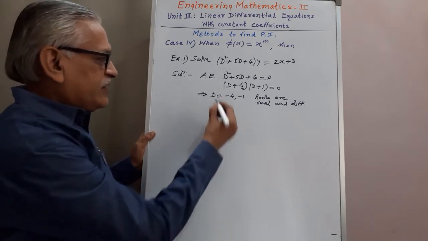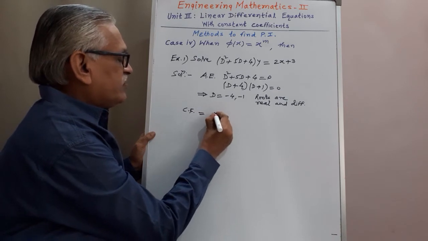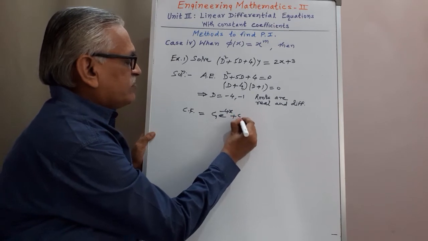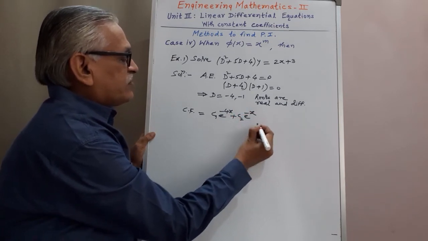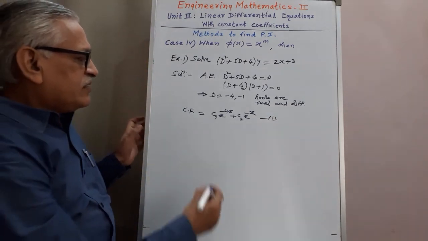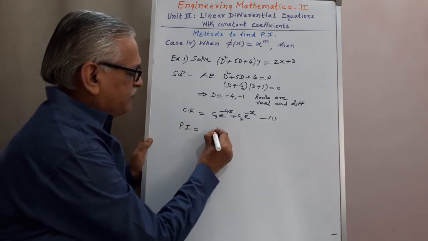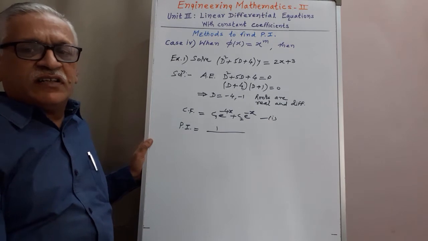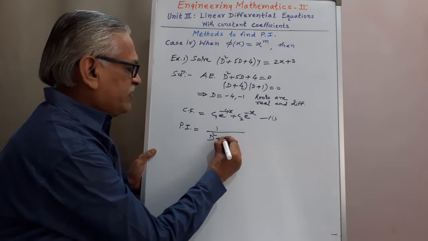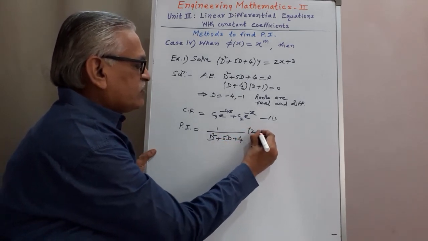First case for CF, and therefore as per that, CF is given by C1 e raised to minus 4x plus C2 e raised to minus x, which we call equation 1. Then the second part, the P.I. part, obtained by the shortcut method using the inverse operator technique. It is 1 upon D square plus 5D plus 4, which we have to operate on 2x plus 3.